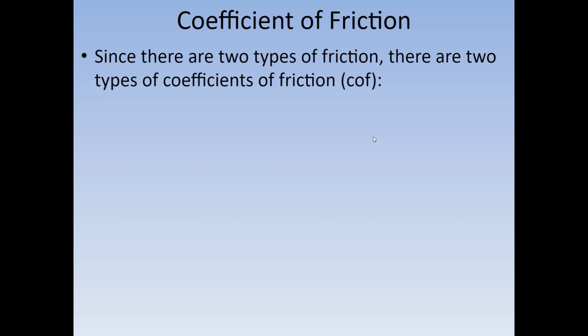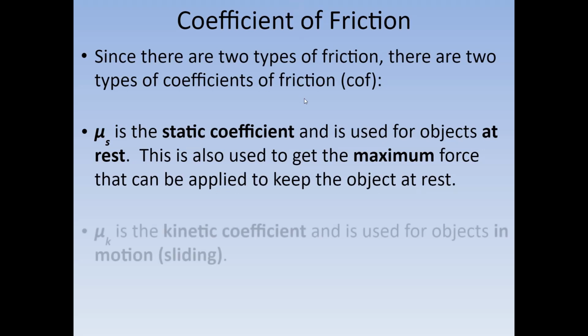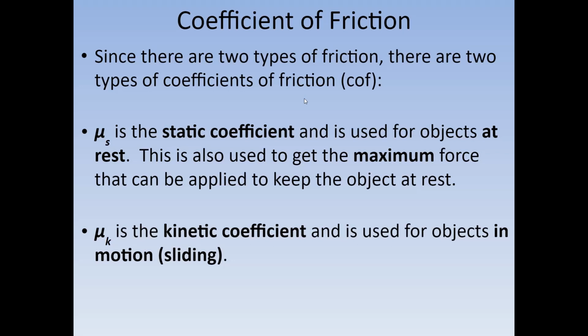All right. Now, because we have two different types of frictional forces, that means that we have two different types of coefficients of friction. So obviously the coefficient of static friction is used for when the object's at rest, and then we also have the coefficient of kinetic friction for the objects in motion. Now there is one thing to point out about the static coefficient. This is used to determine the maximum static force that the object can apply, the maximum amount of force that you can apply before the object moves.